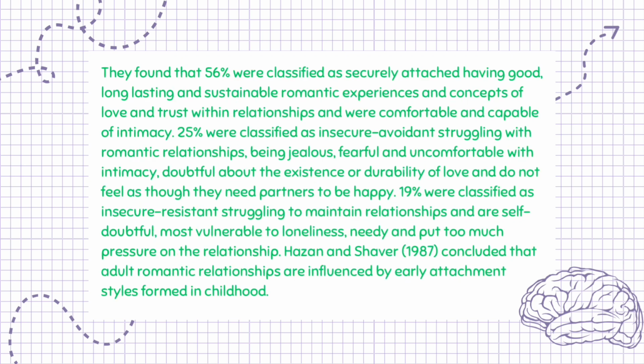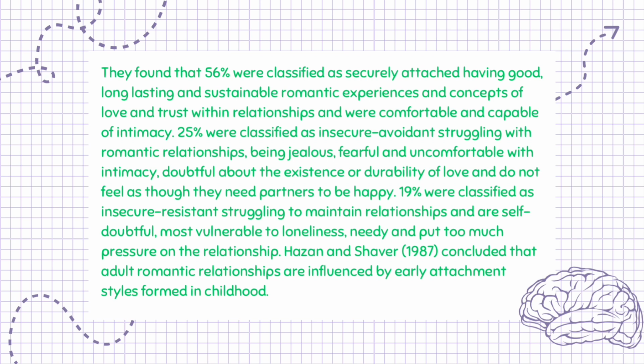They found that 56% were classified as securely attached, having good, long-lasting and sustainable romantic experiences and concepts of love and trust within relationships, and were comfortable and capable of intimacy. 25% were classified as insecure avoidant, struggling with romantic relationships, being jealous, fearful and uncomfortable with intimacy, doubtful about the existence or durability of love, and do not feel as though they need partners to be happy.